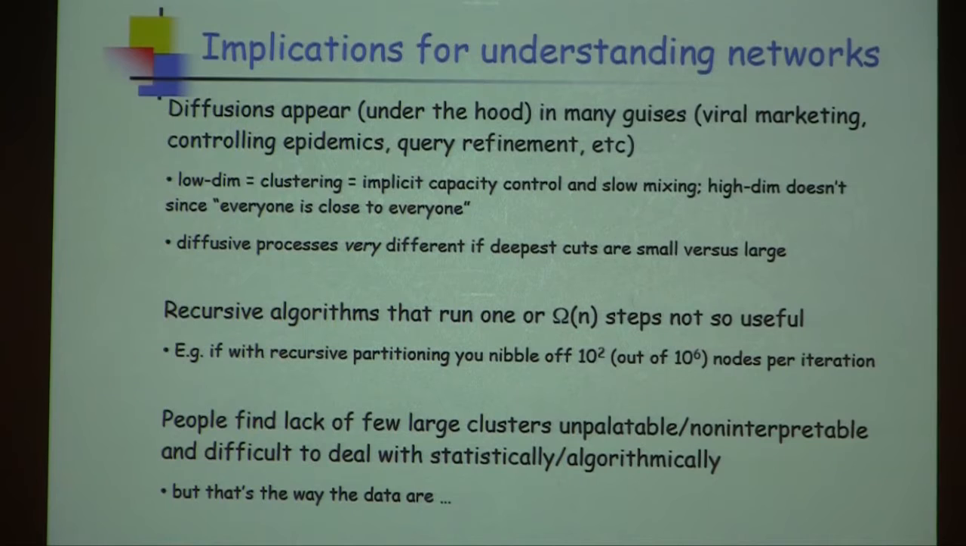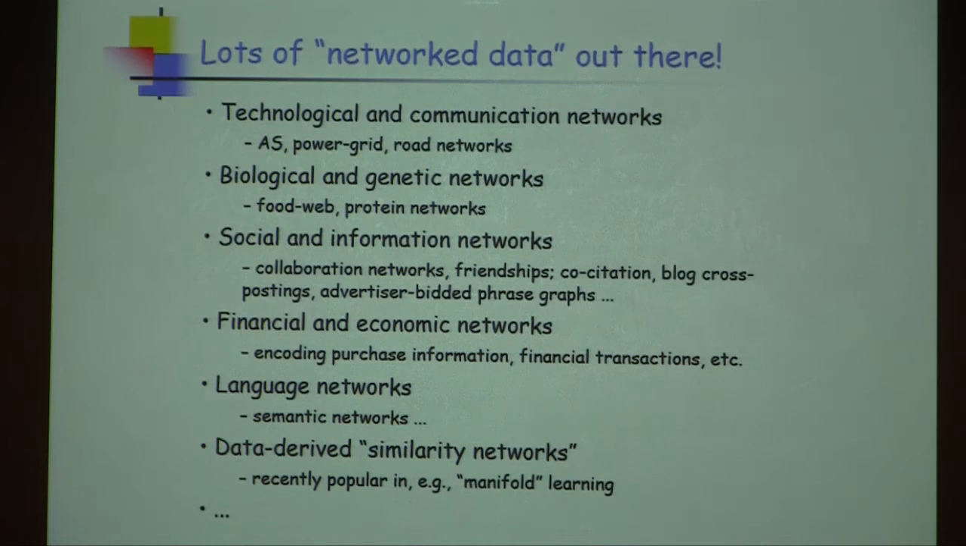I gave you an example of a recursive algorithm, and people find the idea of a few large clusters and a huge, huge number of small ones sort of unpalatable, non-interpretable. So if that's the way the data is, that's the way it is, but people find it unpalatable. Okay, so lots and lots of networks out there: technological communication networks, biological networks, social information graphs, financial language networks, and so on and so forth.